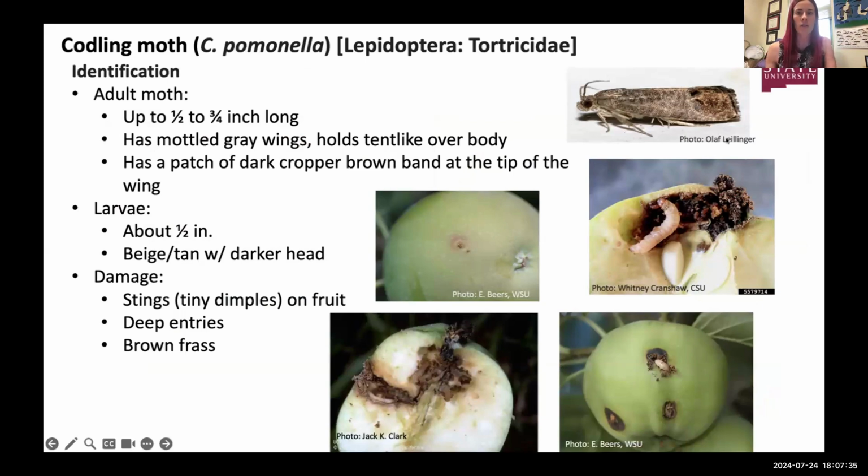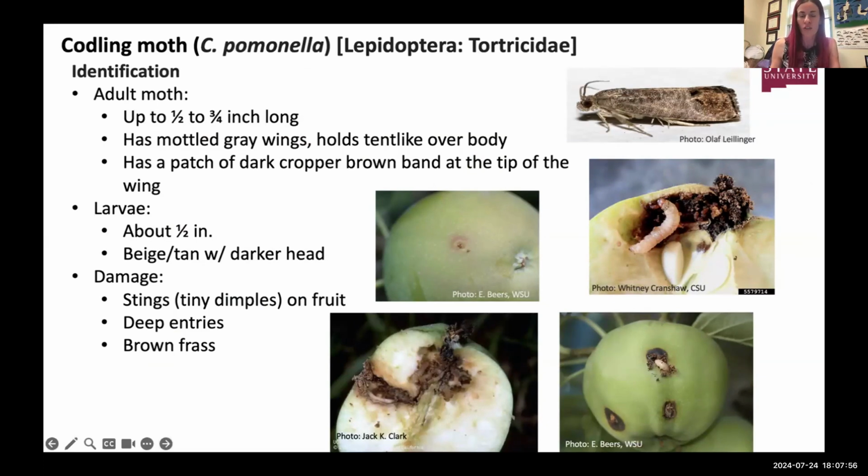They hold them like a tent over their body. But one distinctive thing of the codling moth is that they have this coppery brown band at the tip of the wing. So if you look at that picture there, you can kind of see how it's more coppery at the tips of their wings. The larva, pretty drab looking. They're beige with a dark head.